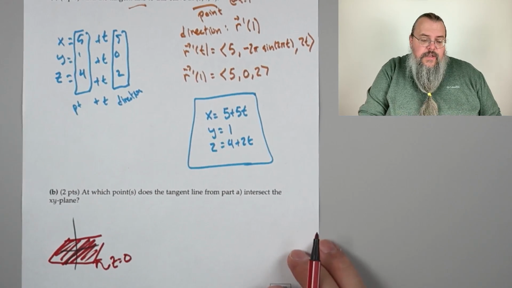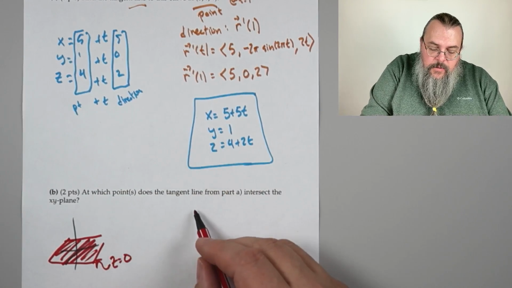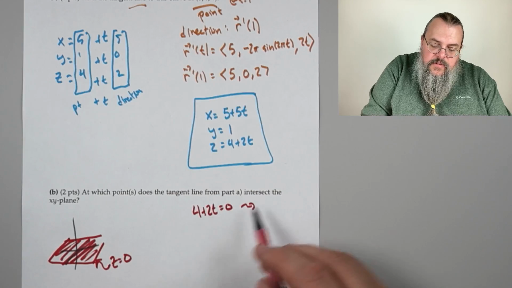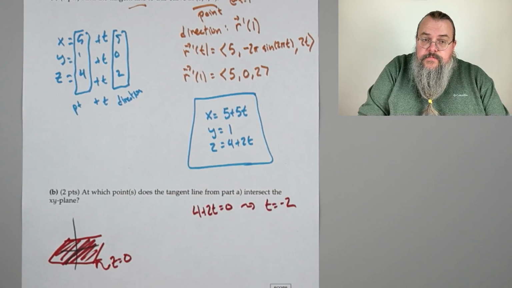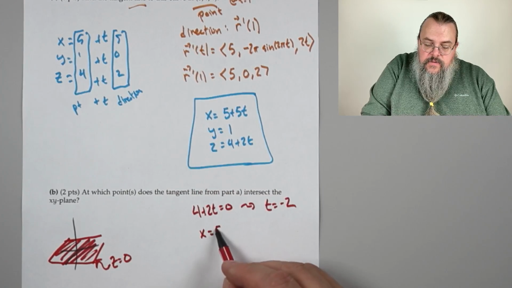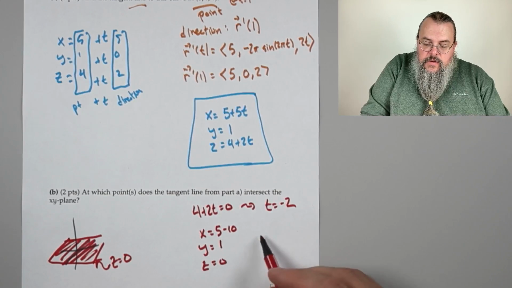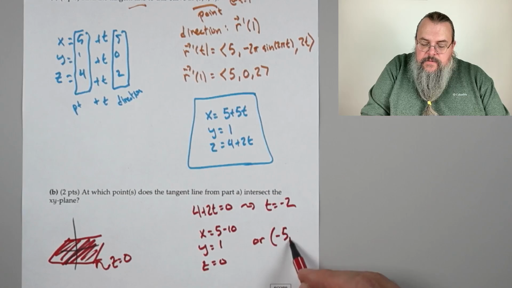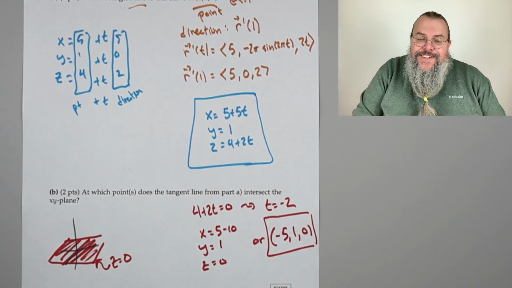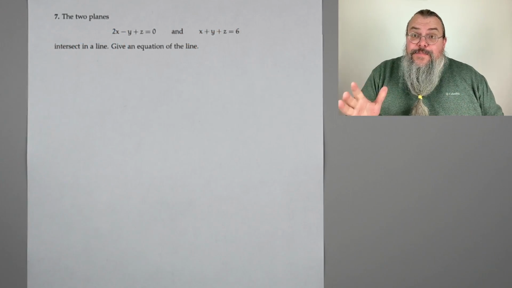So the question is, okay, when is z equal to 0? So we'll set the z coordinate, 4 plus 2t, equal to 0. And then we say, oh, well, that's the same as saying t needs to be negative 2. So plug in negative 2. We'll see that x is 5 minus 10, y is 1, z is 0, which becomes negative 5, 1, 0. And there we go. We're done with this one. There's still one more, our last problem.